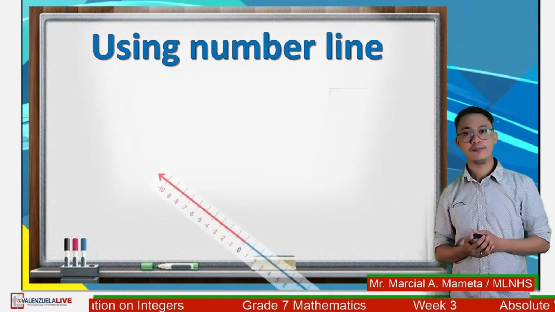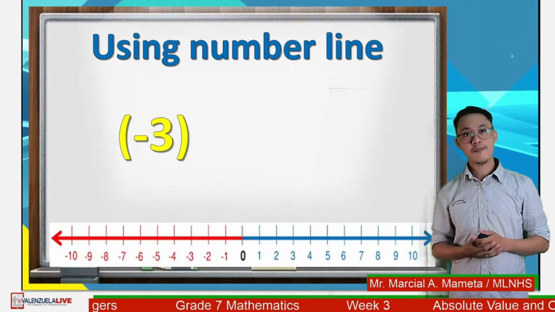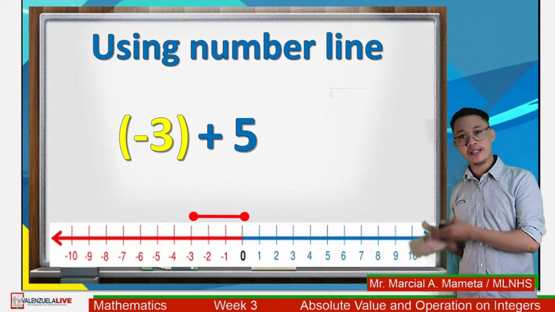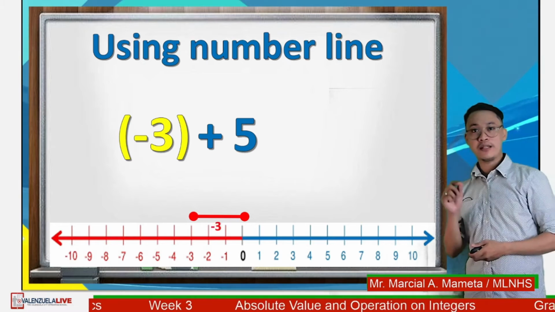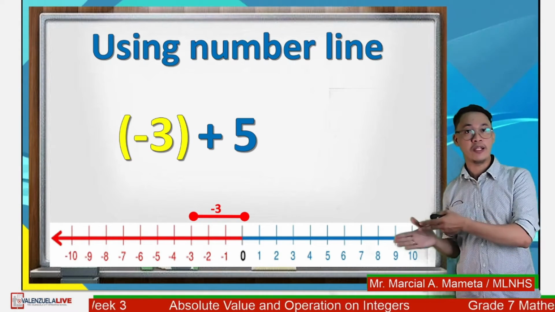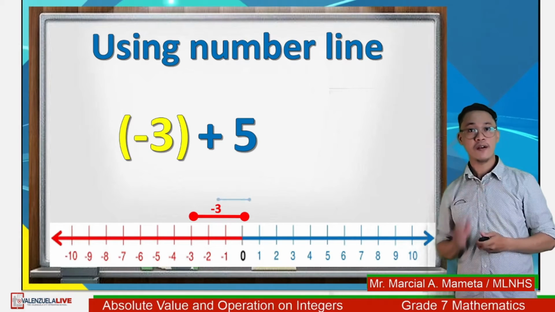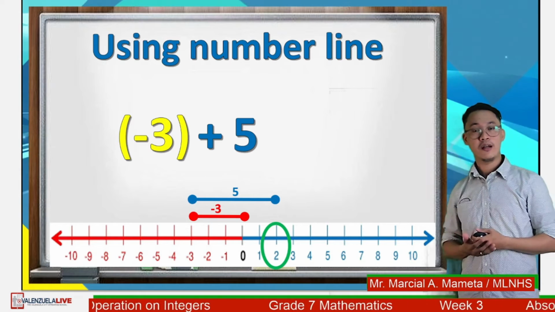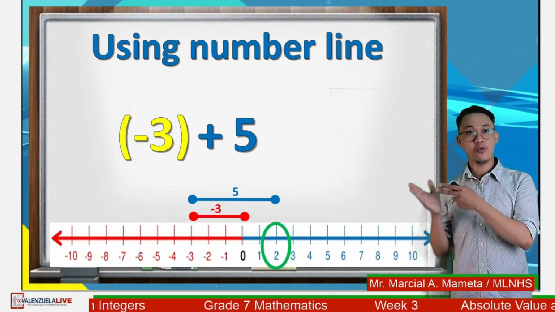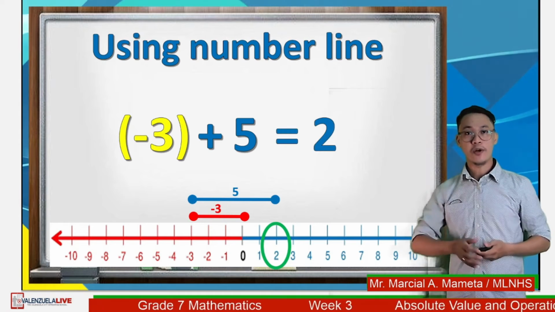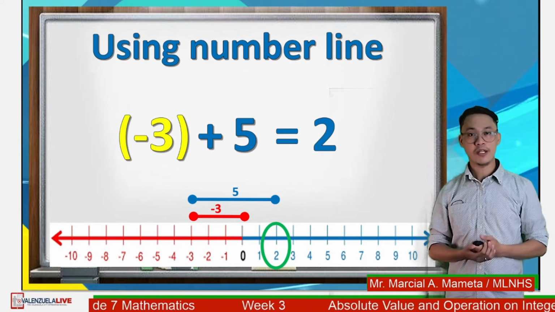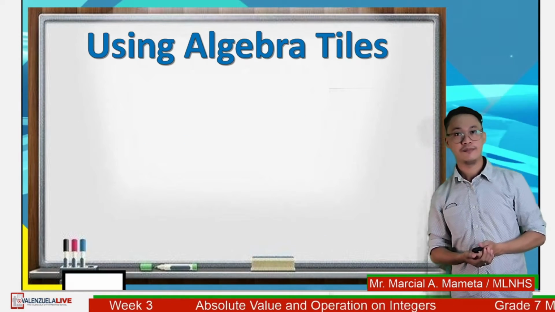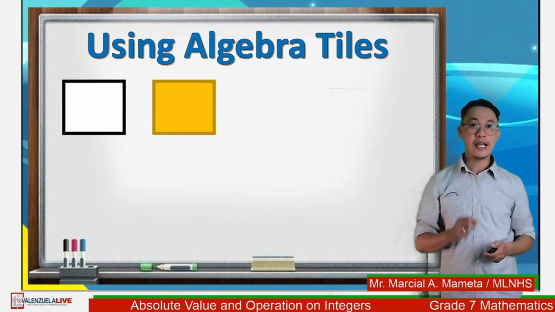How about this one? Negative 3 plus 5. So by tracing on a number line, this is negative 3, from 0 to negative 3. And add 5. So we have our difference, which is 2, the difference of the two line segments. So therefore, negative 3 plus 5 is equal to 2. Using algebra tiles, we have white and yellow tiles.